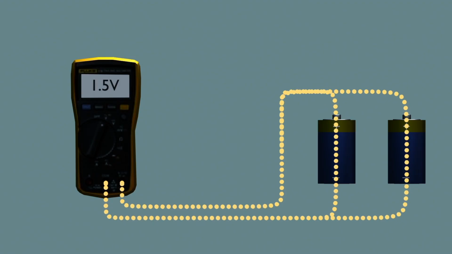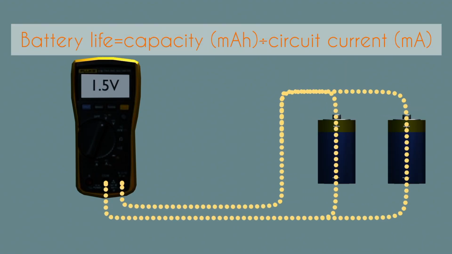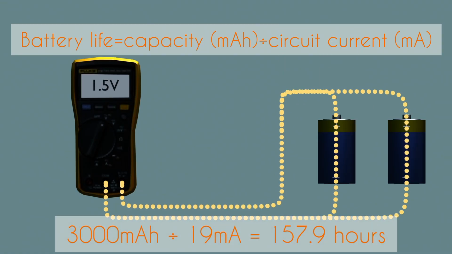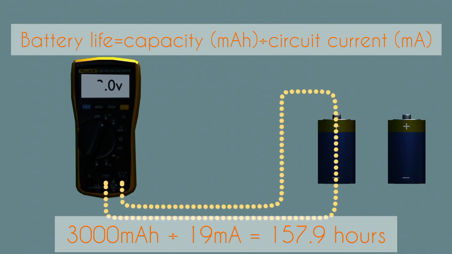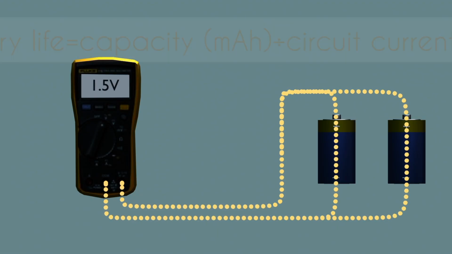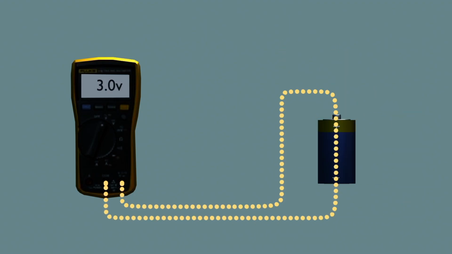Battery life can be estimated using the formula capacity divided by current. For example, 3000 mAh divided by 19 milliamperes gives approximately 157.9 hours. However, this is an ideal estimate and actual performance will usually be lower.